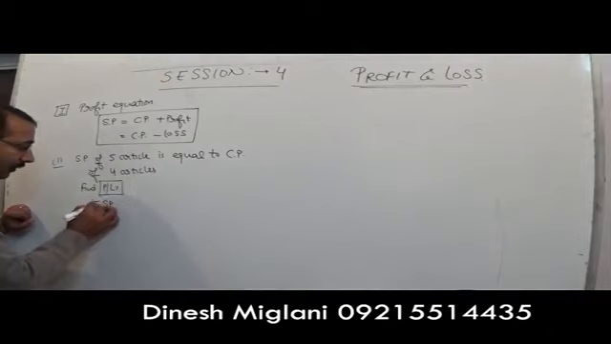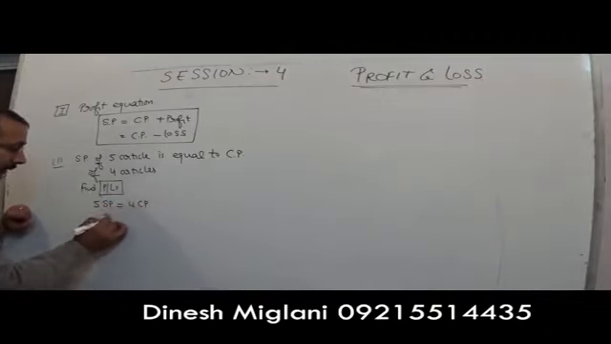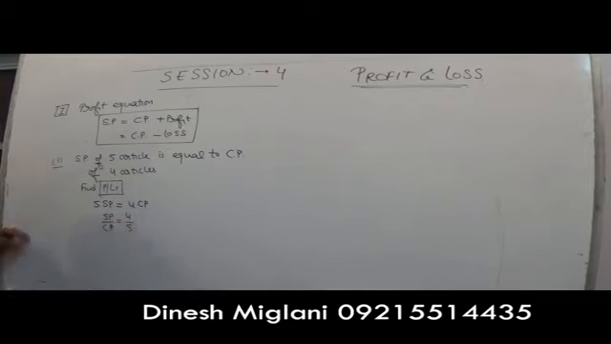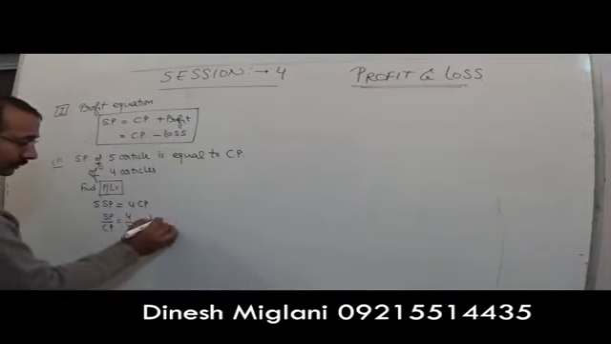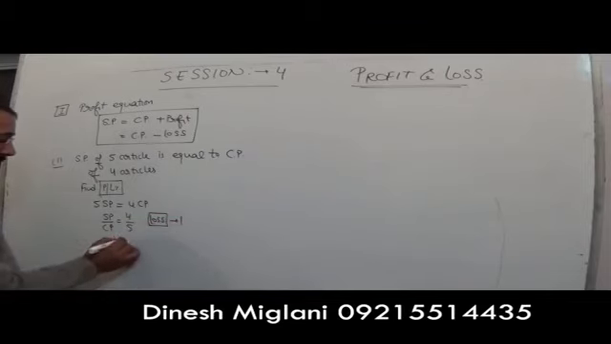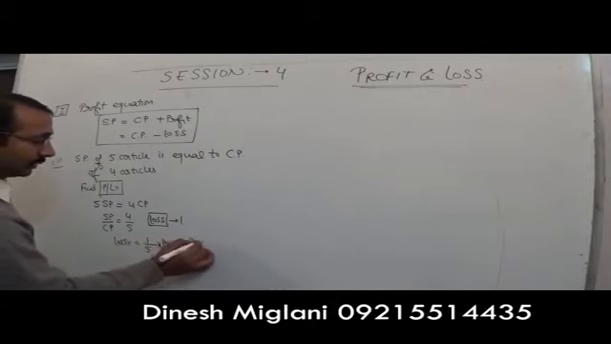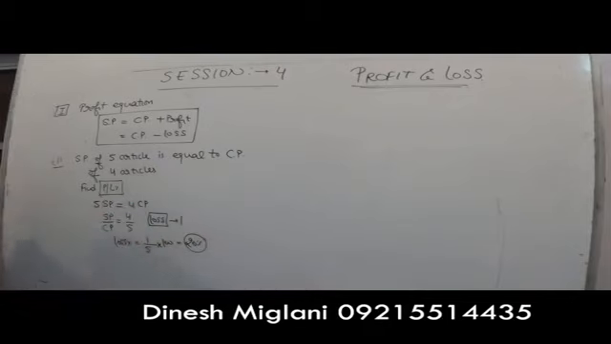SP of 5 equal to 4 CP. I can say SP upon CP would be taken as 4 upon 5. If my selling price is 4, then my cost price is 5. It means there is a loss of rupees 1. I have to find the loss percentage. That is always taken on CP. So 1 upon 5 into 100. My answer is equal to 20% loss.